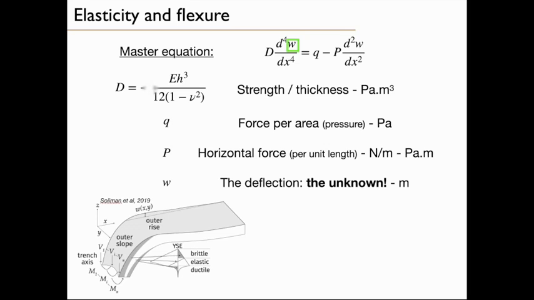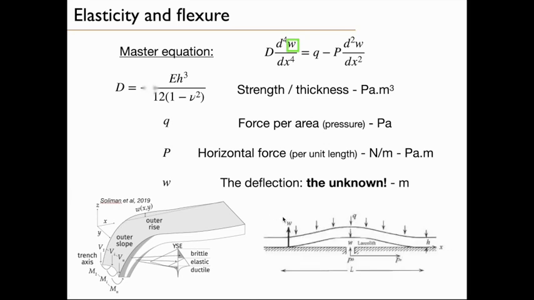We will then apply this equation to, for example, compute W. You see it already on that sketch. That is giving you the magnitude or the height of the outer rise of a subduction. Or here the W gives you the deflection of the crust when magma is being injected inside the crust.